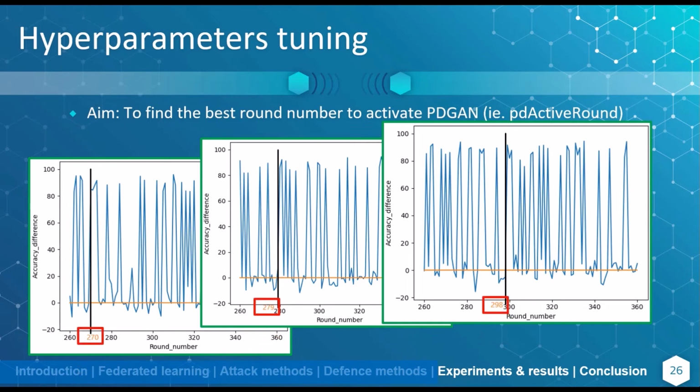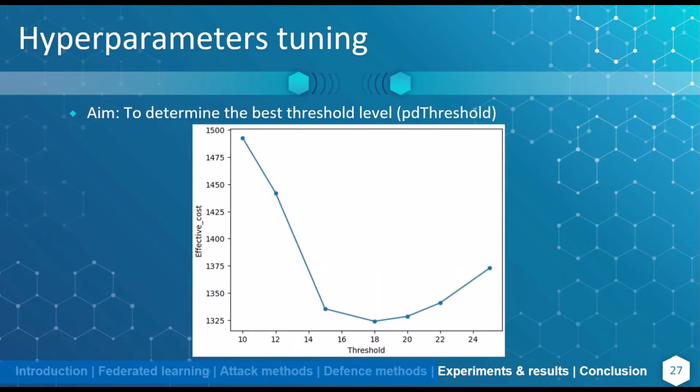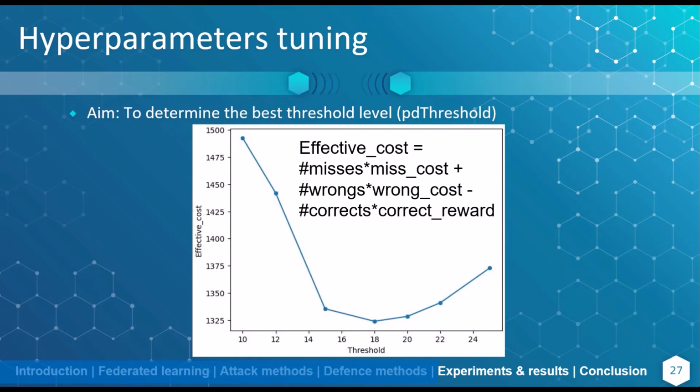The mean of the 3 round numbers was then chosen as the value for PD active round, which was tabulated to be 282. The results for tuning PD threshold are as follows. The graph is a plot of the effective cost against the threshold. The effective cost of each threshold was derived from the mean of all 3 repeated experiments. For each experiment, the formula for the effective cost is as follows.